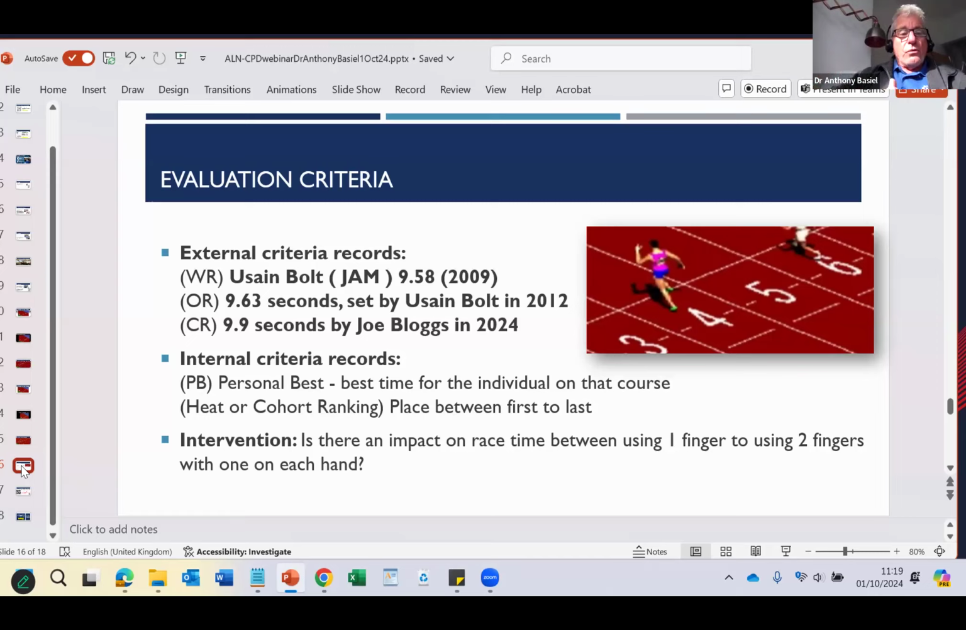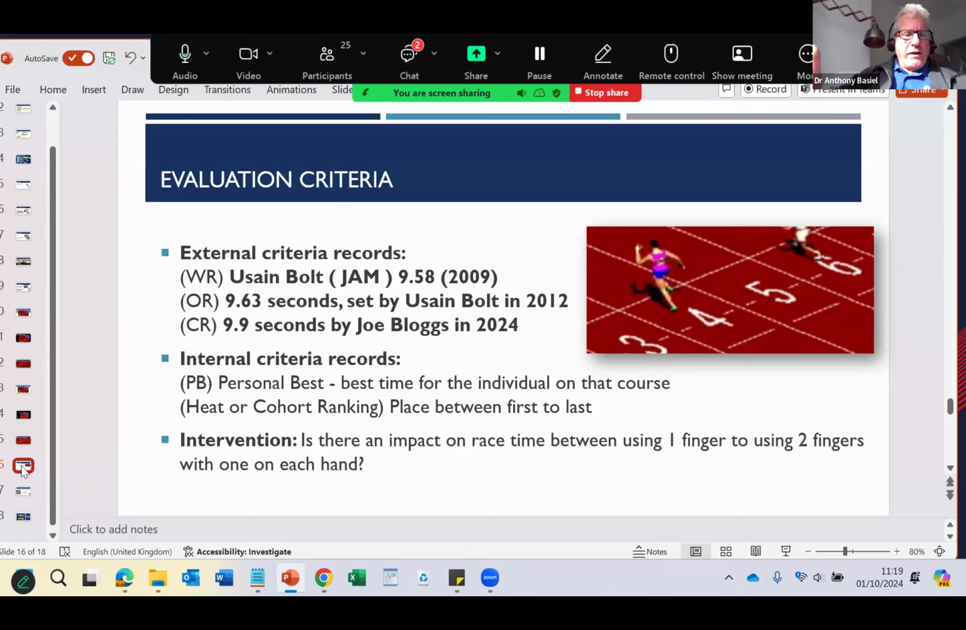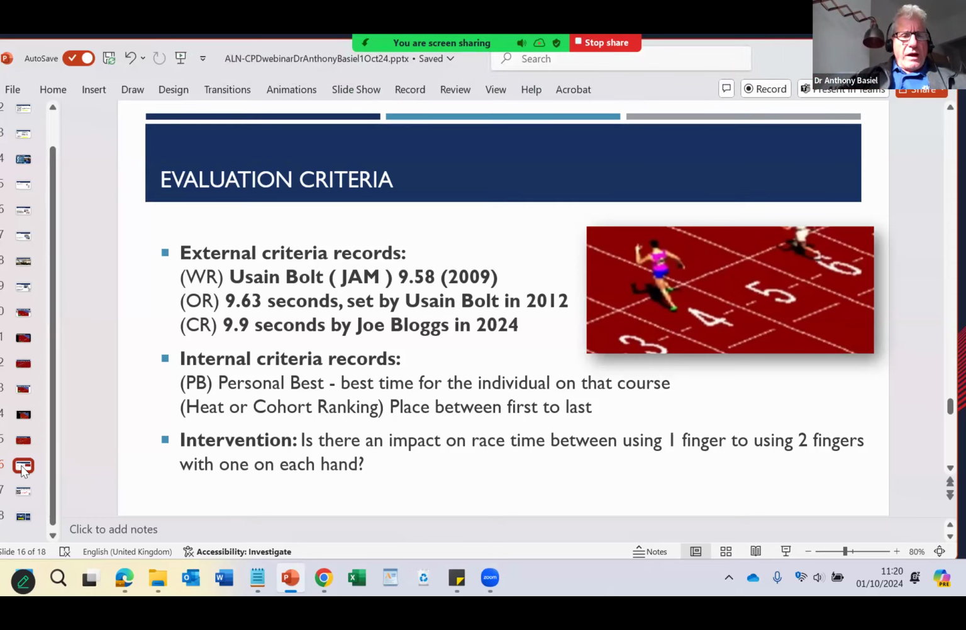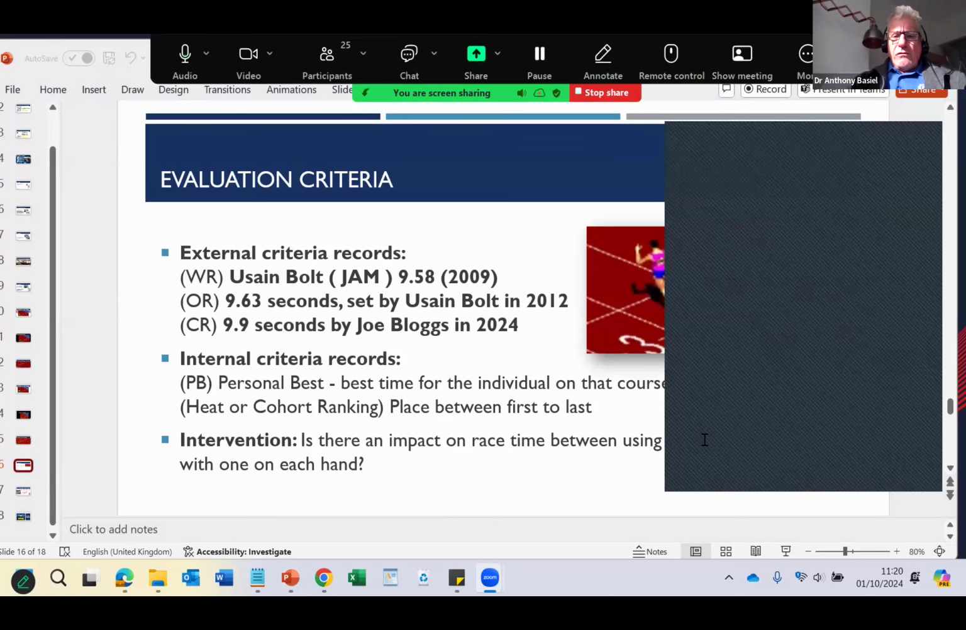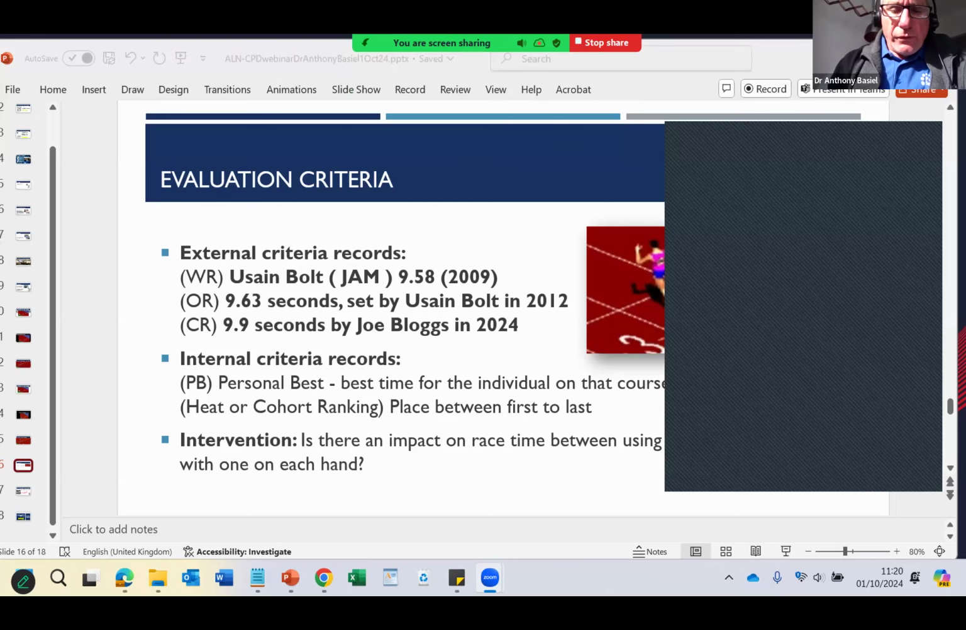However, we can also do a norm-referenced approach. In this case, we're going to be looking at our own personal records. So in the very first one we did, it was our first time ever, and we did a PB, a personal best. Now, a real-world comparison that I use is with parkrun. Have any of you done parkrun?